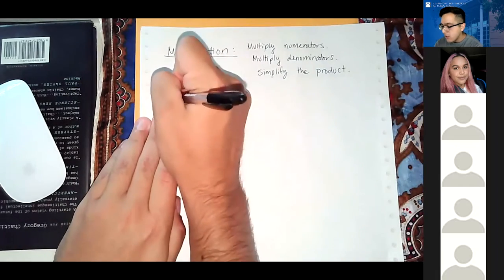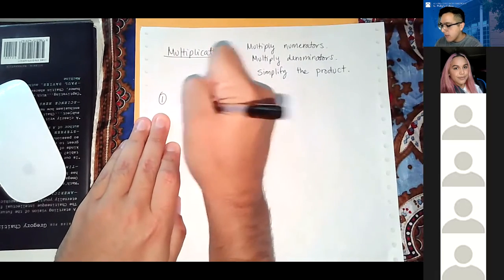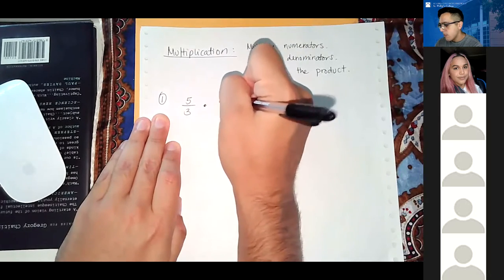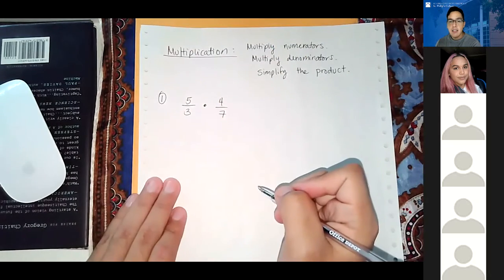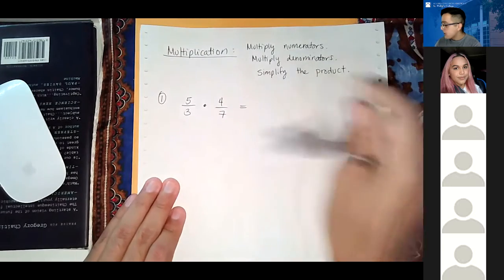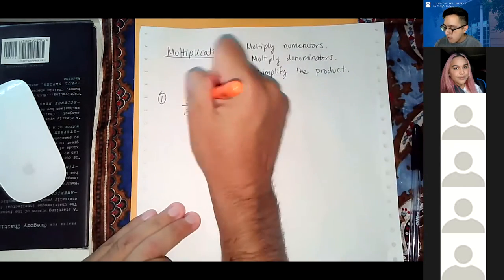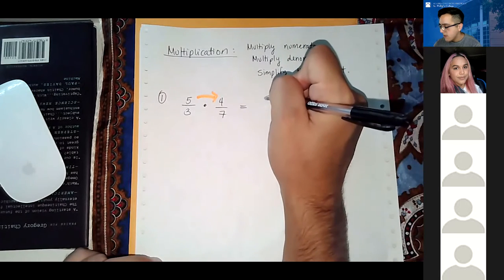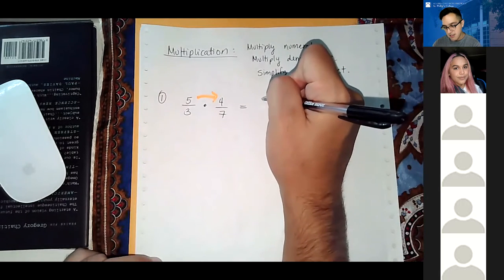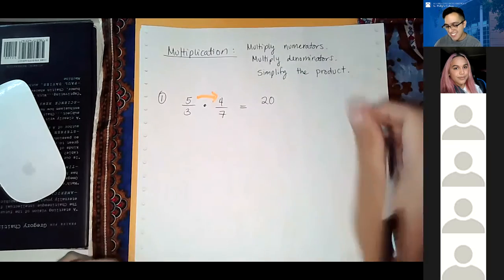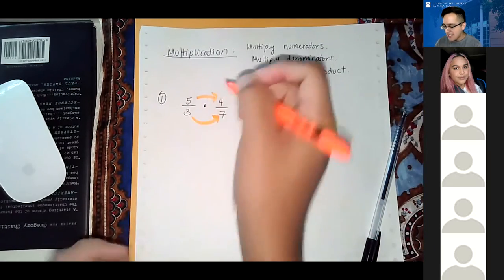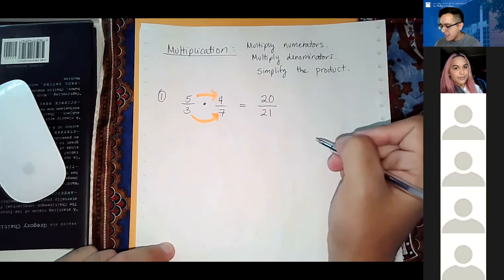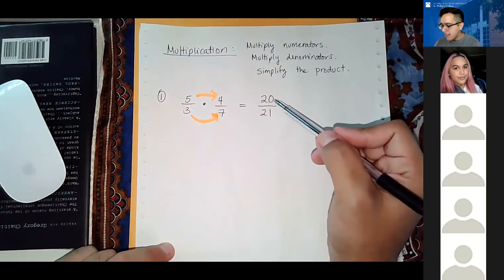So if I give you an example here, like 5/3 times, let's do 4/7. I'm just going to multiply straight across. 5 times 4 is what? 20. Yeah, there we go. And then 3 times 7 is what? 21. And then we're done.